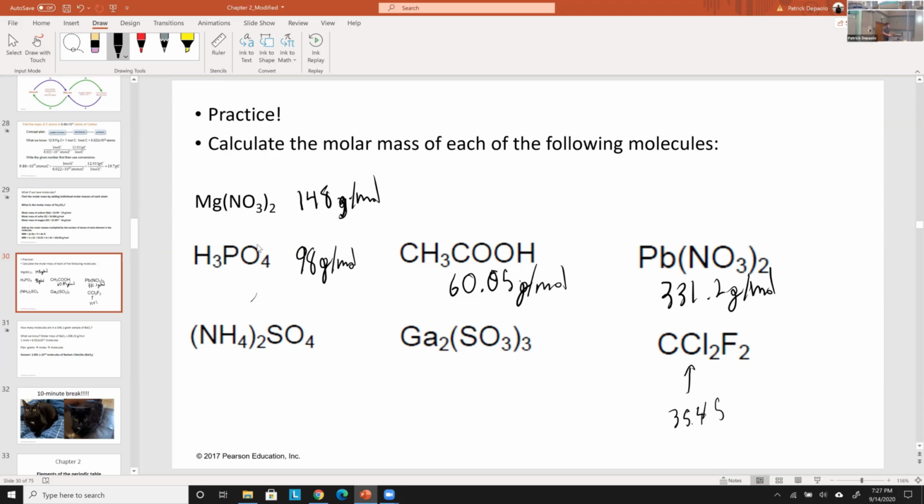Good job. Next one is ammonium sulfate. (NH4)2SO4. Anybody? 114, probably right. Okay, good. Next one is gallium 3 sulfite, Ga2(SO3)3. That one might require a little bit more work.